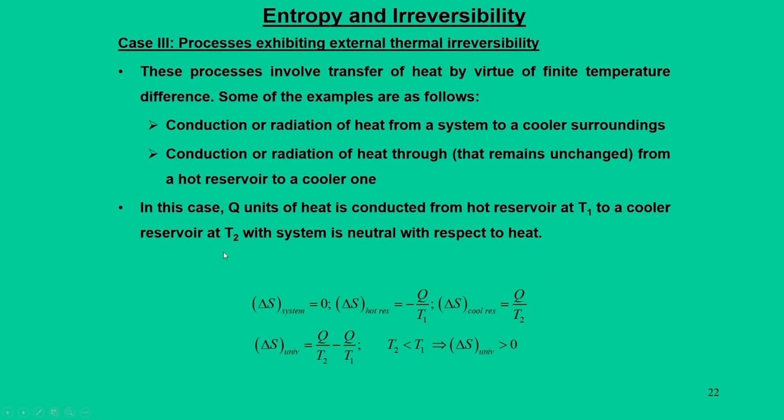For the hot reservoir, heat transfer takes place as heat rejection, so it is minus q by T1, because the hot reservoir is at temperature T1. Similarly, for the cold reservoir, it is absorbing, so it is plus q by T2. From this we can find the entropy change of the universe, which is q by T2 minus q by T1. Since T2 is less than T1, the entropy of the universe is always greater than 0.